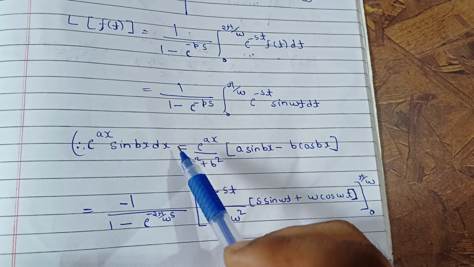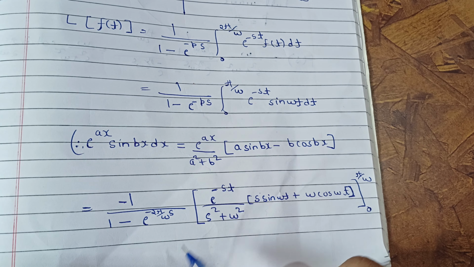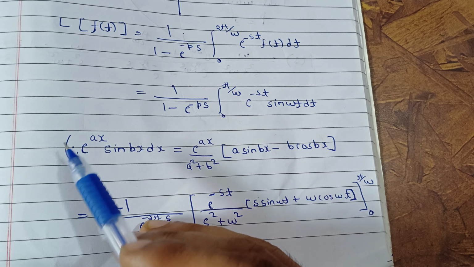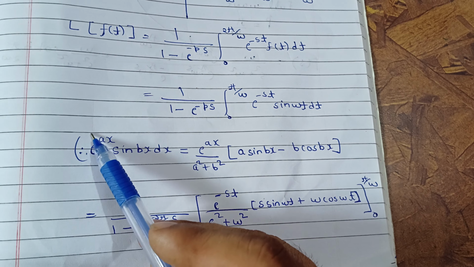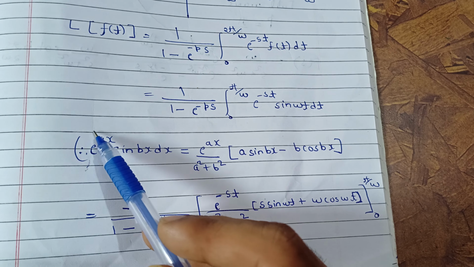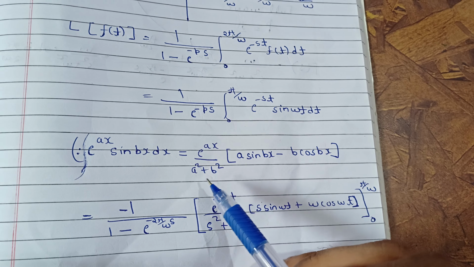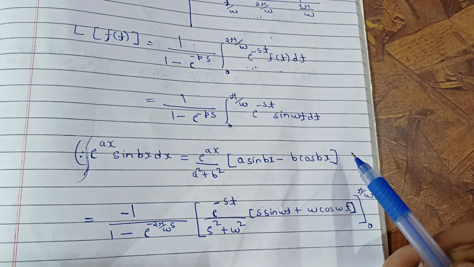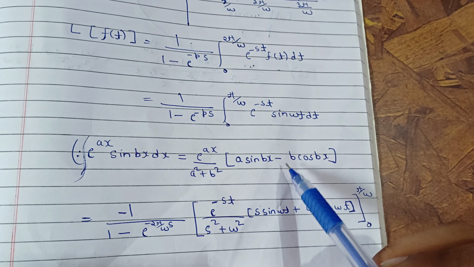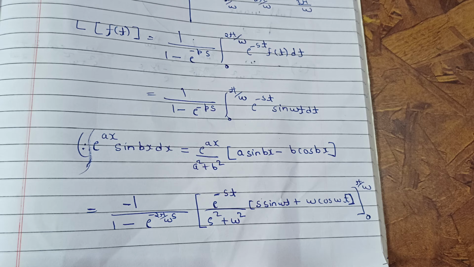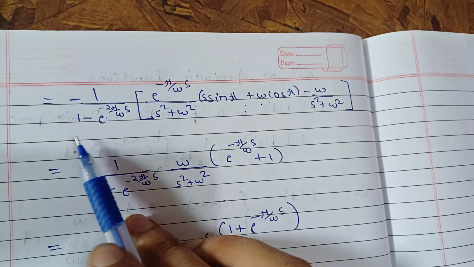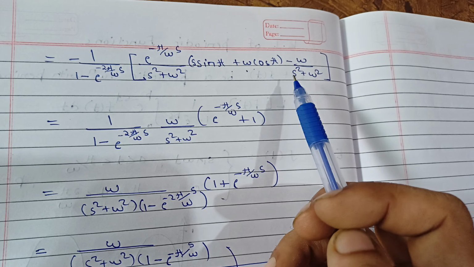The integral of exponential ax sin bx dx is equal to exponential ax divided by a square plus b square, times (a sin bx minus b cos bx). Sorry, this is the integration, so the integration sign is also there. So this integration can be directly solved, and just substitute the limits 0 to pi by omega and try to solve. So you just solve this. This is a very easy problem.